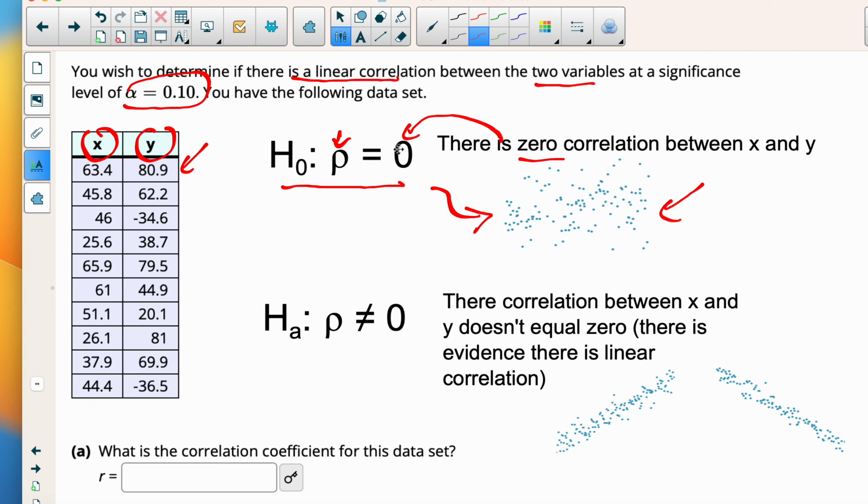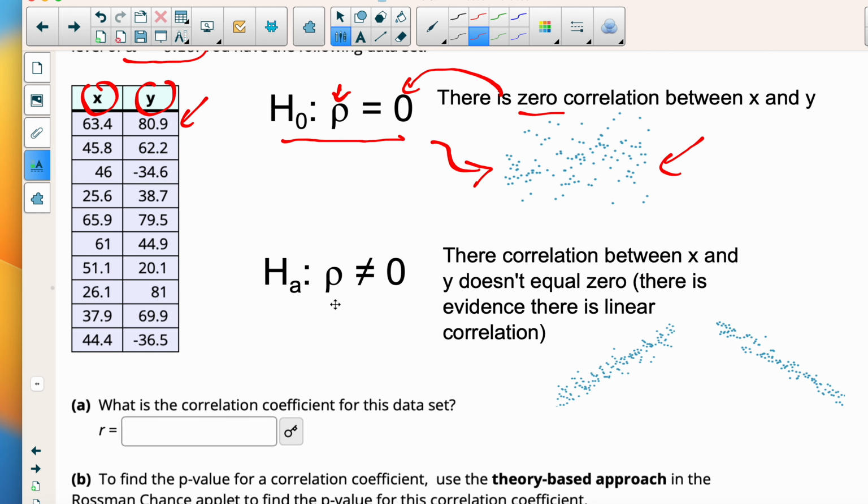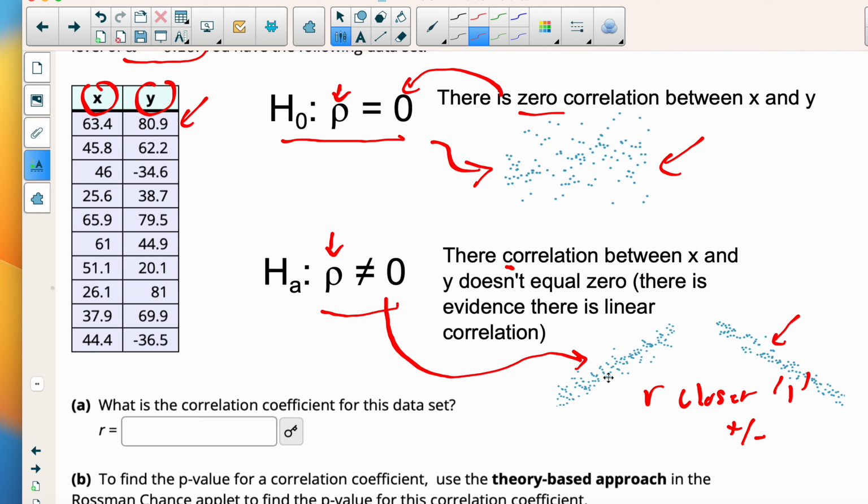We can create this in Rossman Chance. We can create what no correlation looks like. What we're testing is, and this is kind of counterintuitive, the alternative says that rho doesn't equal 0. Well, if it doesn't equal 0, it means there is some correlation. It looks like a line. R is closer to 1, okay? It could have a positive or a negative sign, right? In this case it would be a positive R, and this would be a negative R. But the alternative means that the correlation coefficient doesn't equal 0.